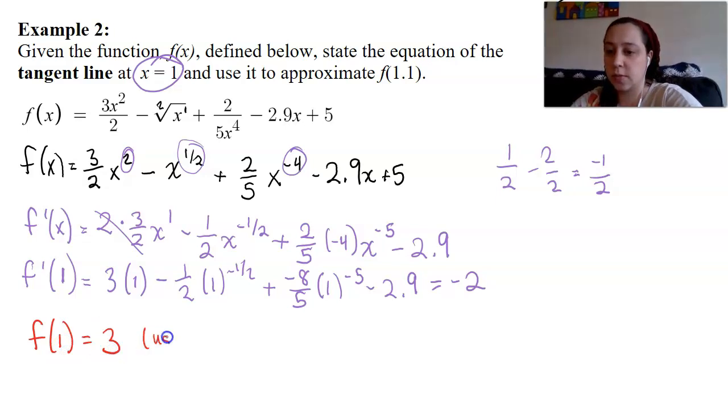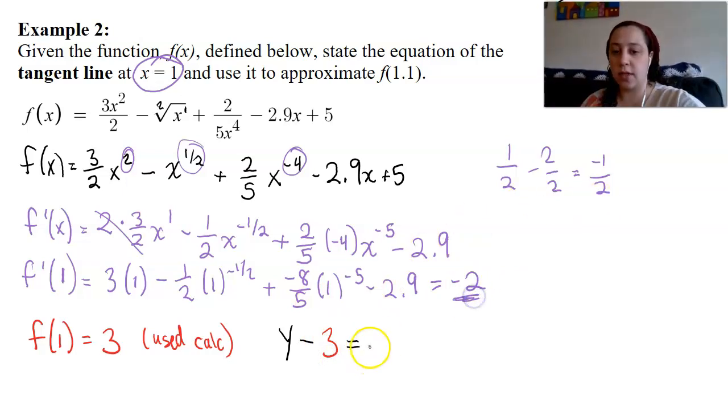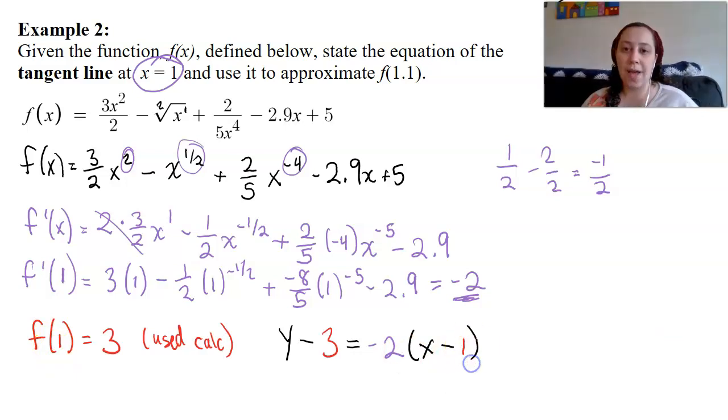I used my calculator. So now all we have to do is plug it into our point slope form. So I have y minus, here's my y value, 3, equals my slope, which I have over here, -2, parentheses, x minus, and my x value here is 1. So now I've found the equation of my tangent line.